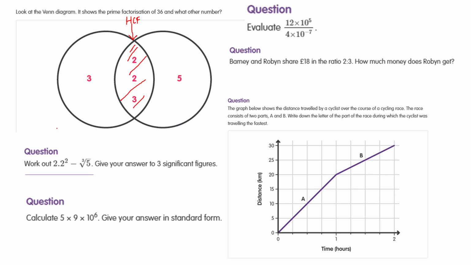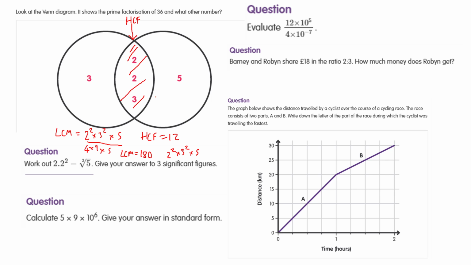Now, what's the LCM? The LCM is all the numbers multiplied together. So that would be 2 squared times 3 squared times 5. Just going to give you some extra knowledge. So the HCF here is 12. And the LCM is going to be 4 times 9. Please leave it in that form though, because that's a prime factor tree. 4 times 9 is 36, times 5 is 180. So the LCM equals 180. And as a product of prime factors, that would be the answer.